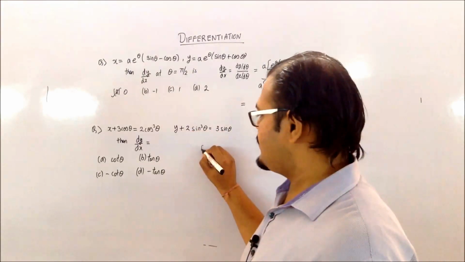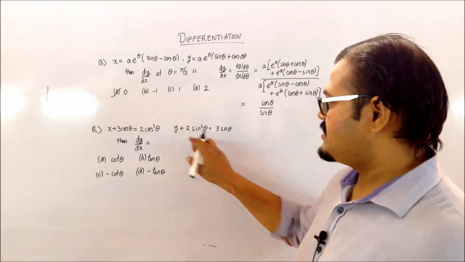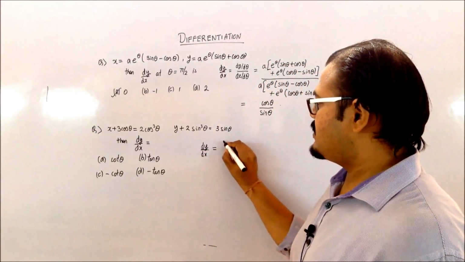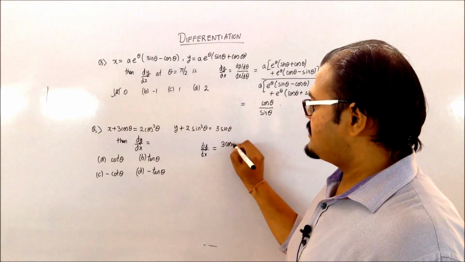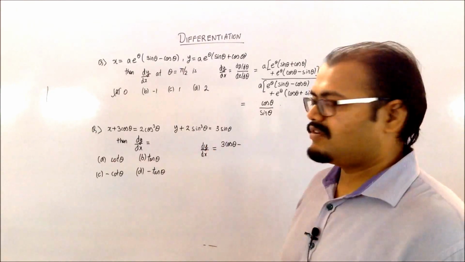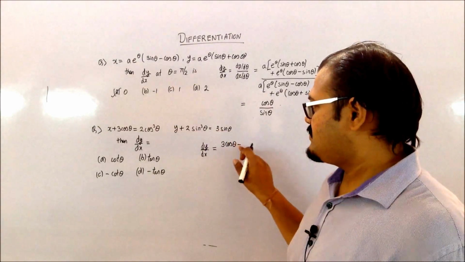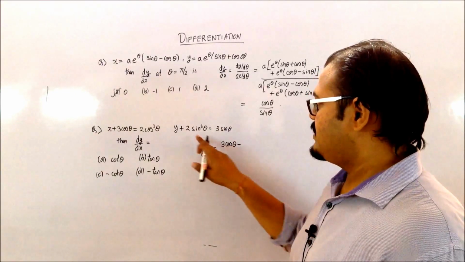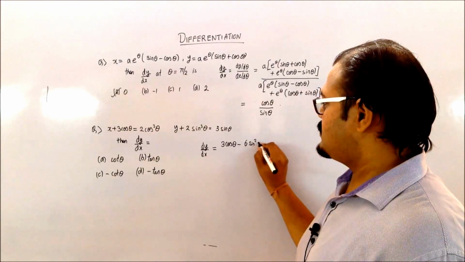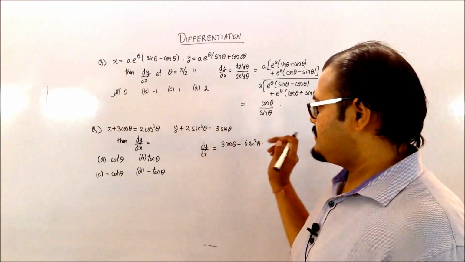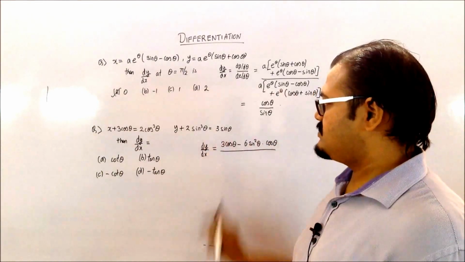So if I just directly write what is my dy by dx going to be, it's going to be derivative of y. So derivative of y will give you a derivative of 3 sin theta, that is 3 cos theta, minus derivative of 2 sin cube theta, because this 2 sin cube theta goes this side, so it will have a minus sign. So it will be 2 into 3, that is 6 sin square theta, into derivative of sin theta, which is cos theta. So we have found derivative of y.